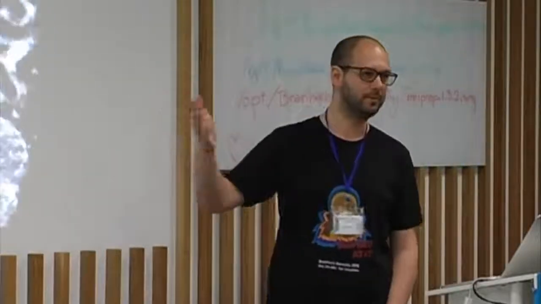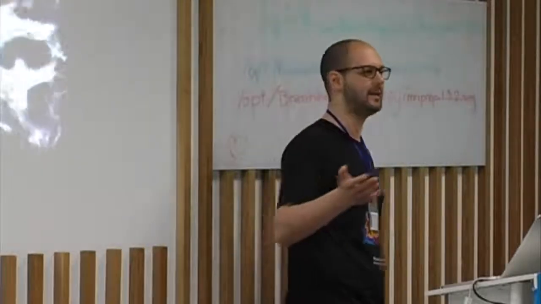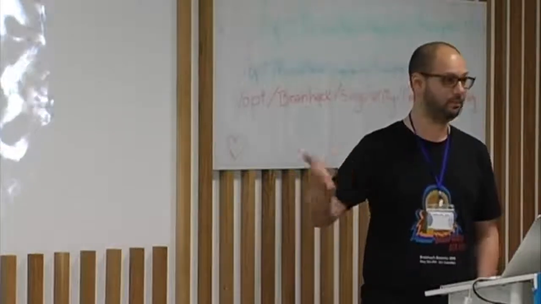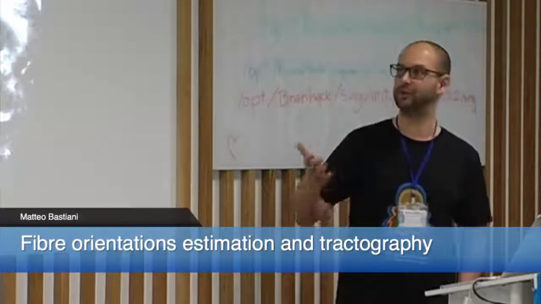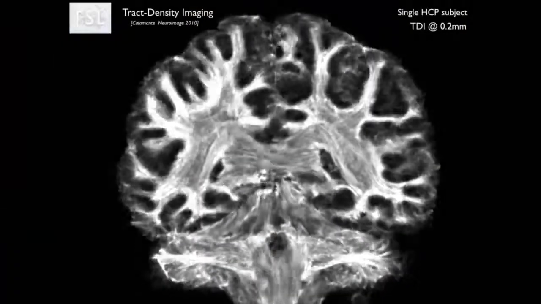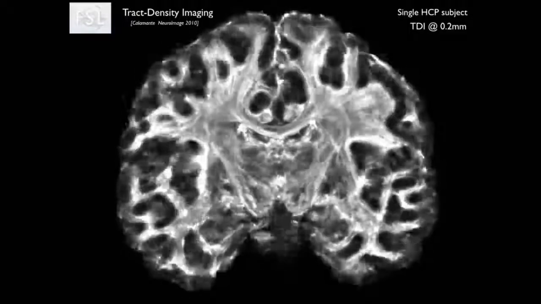So this is a technique known as track density imaging, and we'll see later how actually you can get to these images given even very basic, very standard diffusion data sets that you can analyze using in vivo virtual dissection using tractography.